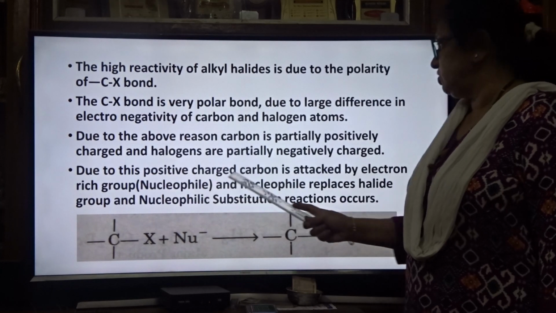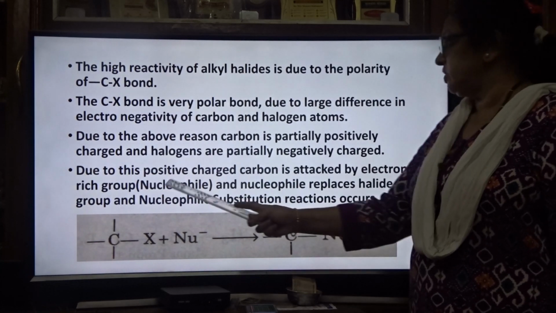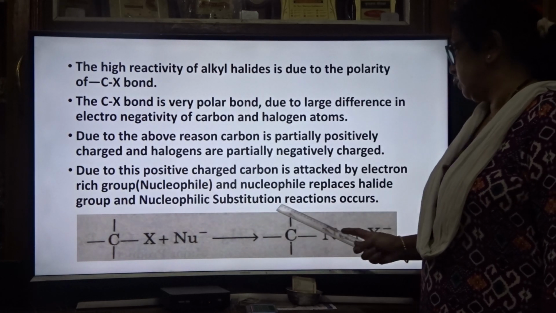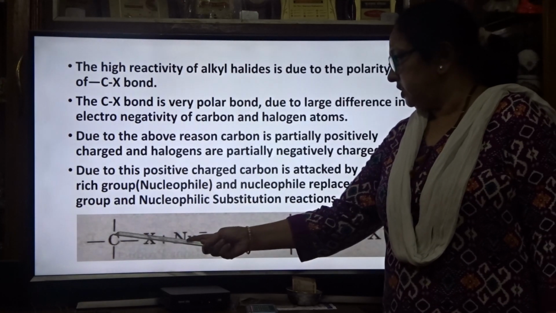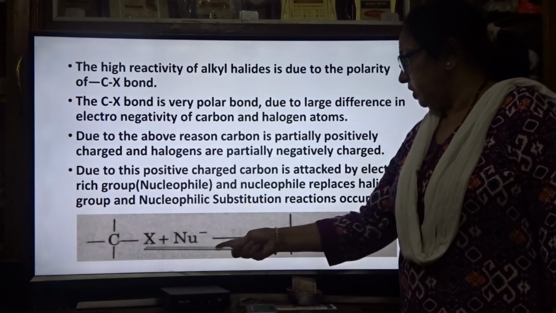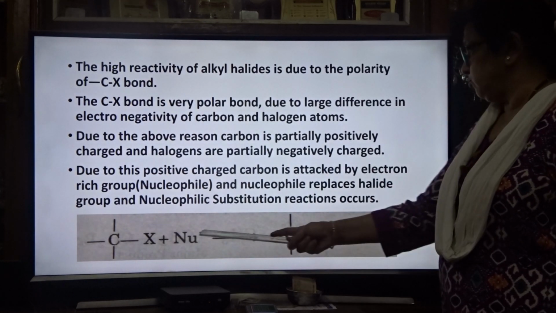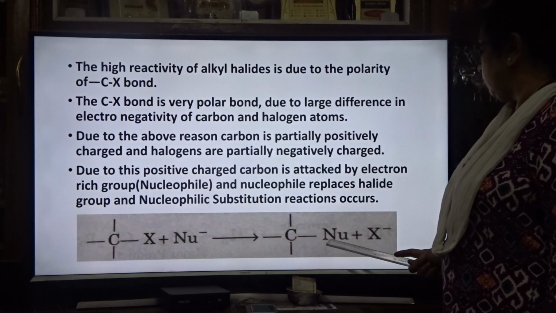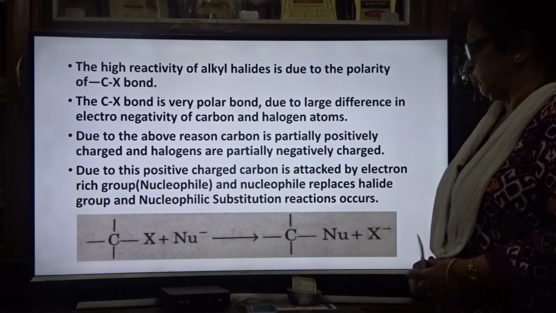Due to this positive charge, carbon is attacked by an electron-rich group, a nucleophile, and the nucleophile replaces the halide group, so a nucleophilic substitution reaction occurs. You see C-X in the presence of a nucleophile. X is more electronegative, so it gets removed and the nucleophile gets attached to this carbon. So you get C-Nu, and X is removed.